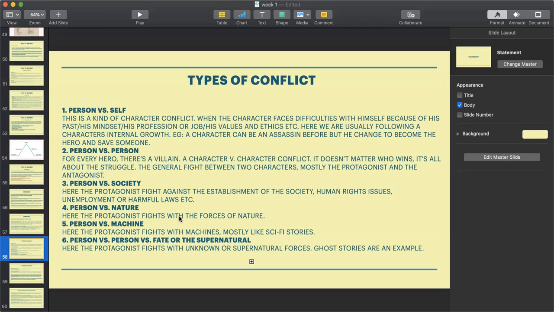So at the end of the story, maybe he has changed to become a hero and save someone. In the beginning, he was a character who was killing someone, but through the story, he has changed. His mindset has changed because of his ethics and values. He had all these things. He's slowly changing and becoming a hero, and he's saving someone at the last. So this is an internal conflict.